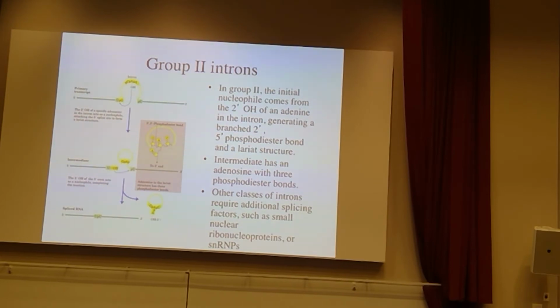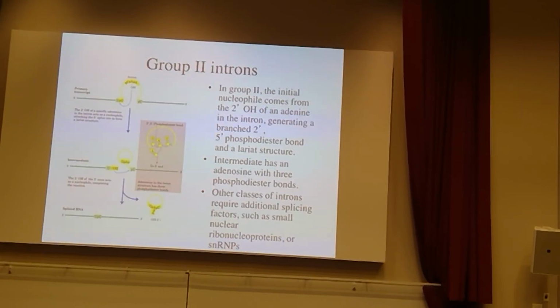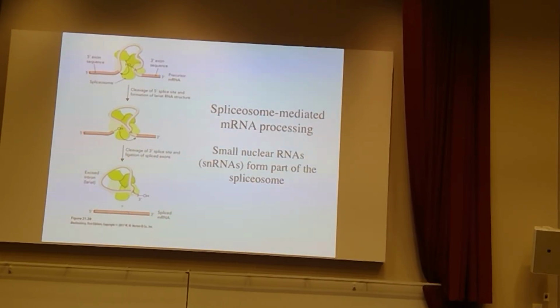Once that initial reaction has occurred, again, this is the same as group 1 in the fact that there's 2 transesterification events. We've generated a new 3' hydroxyl that can be used as a nucleophile to loop out that lariat type structure. And at that point, we've generated our properly spliced RNA, and that intron is now gone. One difference is that in this case, we've generated a linear product from the intron, and in this case, we've generated this loop type structure of this lariat that's been generated.